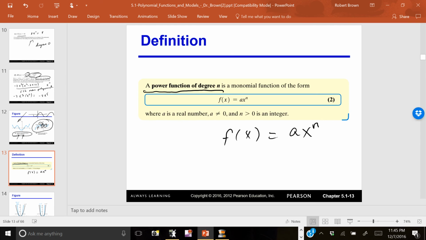This is called a power function, and we will find out that sometimes the way that polynomials behave as x goes to infinity or x goes to minus infinity can be represented by a power function, which turns out to be the term of highest degree. And it tells you what the behavior of the function is to the left and to the right.